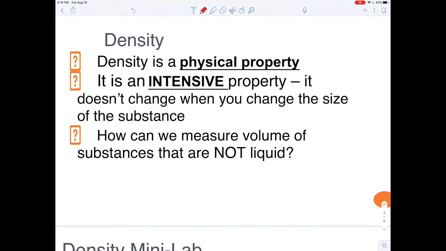Density is a physical property. It's also an intensive property. It doesn't change when you change the size of a substance. So if you had a piece of cork, for example, it'll float on water. Even if you had a giant piece of cork, it's going to float on water. Okay, so it doesn't matter what size it is, it'll have the same property. Same with like a piece of wood.